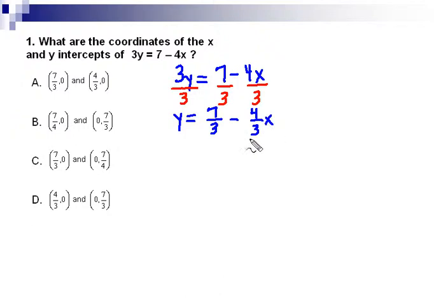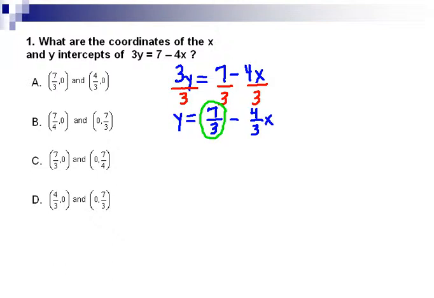Remember, the coefficient of the x term is your slope, so our slope is negative 4/3. The 7/3 is going to be our y-intercept. So our y-intercept is (0, 7/3). That is only half our answer, so we should not make a choice yet. We need to go and find the x-intercept.